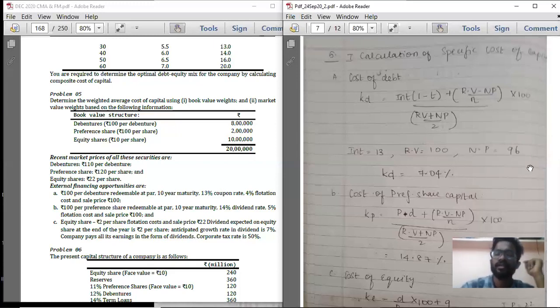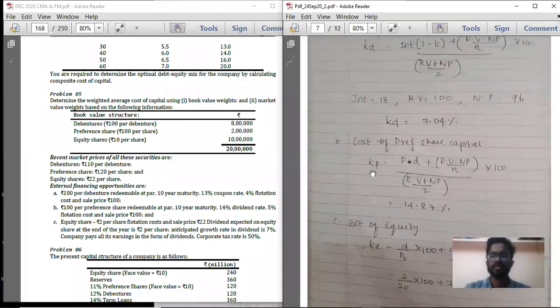How much is the value you are getting? See, just calculate: 13 into 1 minus 0.5 is 0.5, so 6.5, plus 100 minus 96 divided by 10, that is 4 by 10, which is 0.4, divided by 100 plus 96 divided by 2, which is 98, into 100, that is 7.04%. Below that record KD is equal to 7.04%. So now record next. Below that leave a line gap. B, small b, cost of preference share capital.